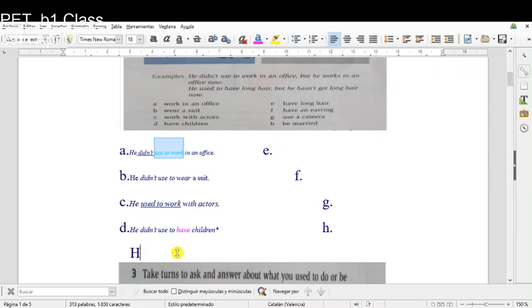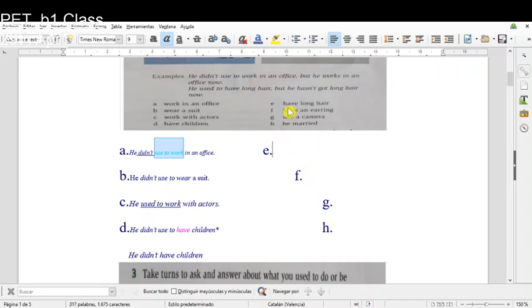Pondría mejor he didn't have children. Y ya está, no pondría un hábito, no es una rutina ni un hábito de pasado. Pues no me gusta que lo pongan ahí con el use, ¿vale? Pero aquí dicen que sí, lo dan como correcto, yo no lo daría como correcto. I'll explain it to you later on.